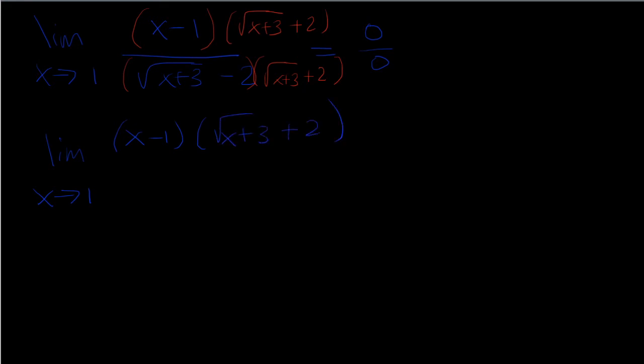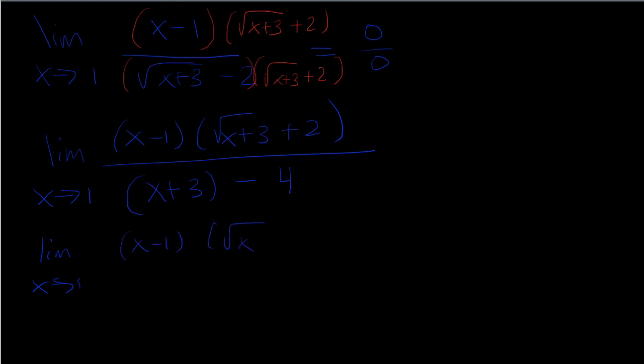So let's see. On the bottom we basically have a minus b times a plus b. That's a difference of two squares, so that's a squared minus b squared. Let's rewrite this and simplify the denominator. Notice in the denominator I have x plus 3 minus 4. That simplifies to x minus 1. I can cancel out the x minus 1's. And now I can plug in x equals 1 to get root 4 plus 2. And my final answer is 4.